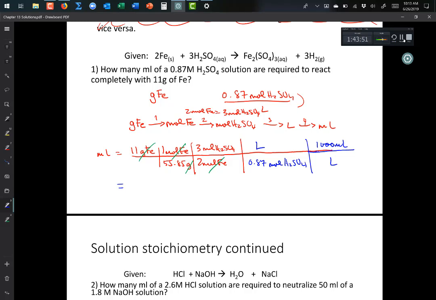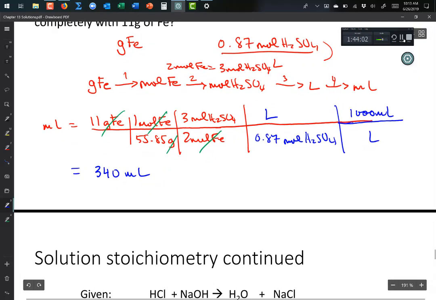So we're going to call that 340 milliliters. Is that what you got? Or getting? That's where you're headed? Yeah. I can do this usually pretty fast.